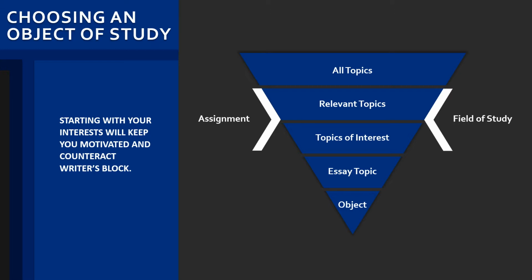Keep in mind the parameters of your assignment or field of study, which help to narrow the number of relevant topics. If you are unfamiliar with the field, skim the indexes of tertiary sources, reference works in the field, and find topics that interest you, or ask friends or professors who are more well-read in the field. Starting with your interest will help to keep you motivated and counteract writer's block later in the process.